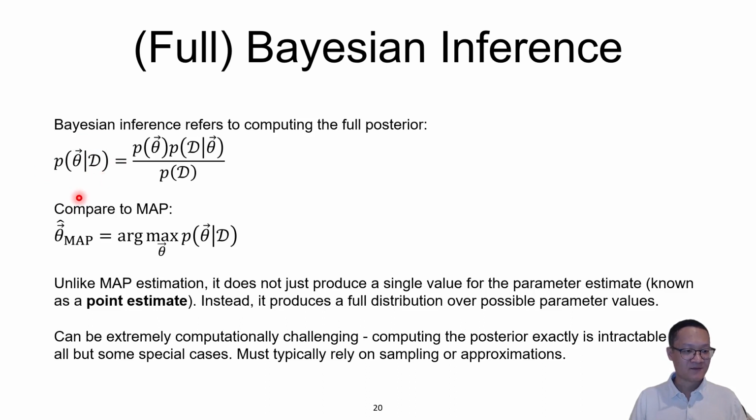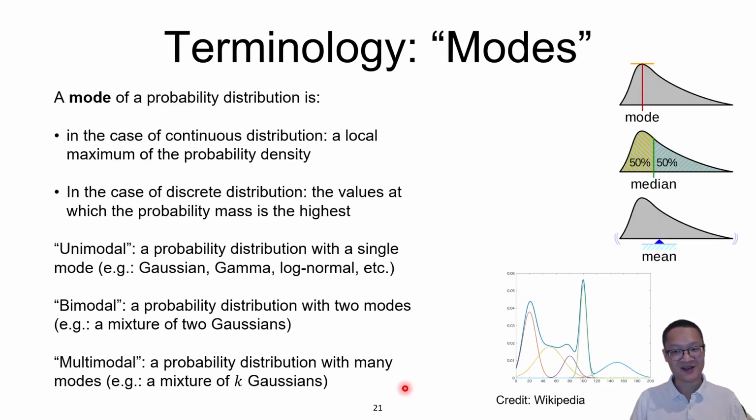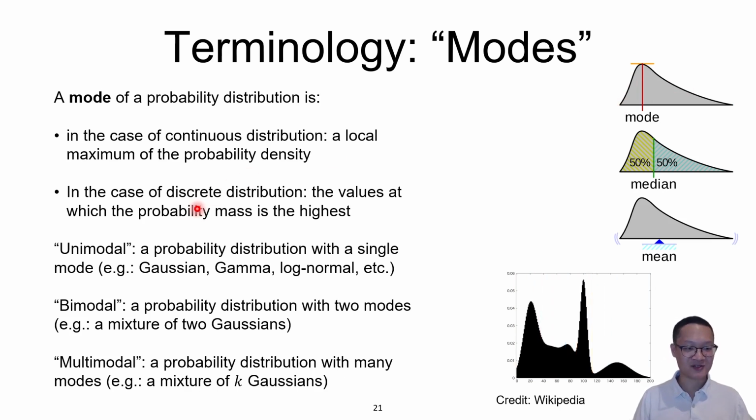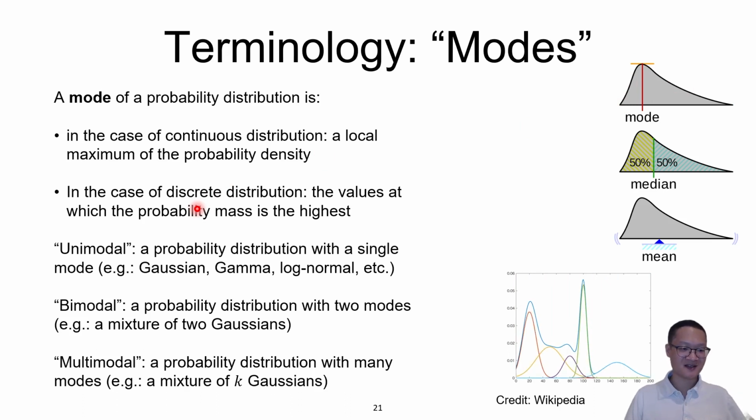Okay, so given that this is very hard to compute, and this is much easier as we have seen, when would this be a pretty good thing to do? To figure that out, we can talk about modes. The mode of a probability distribution is a local maximum of the probability density function. In the case of a discrete distribution, it's just the values at which the probability mass function is the highest.